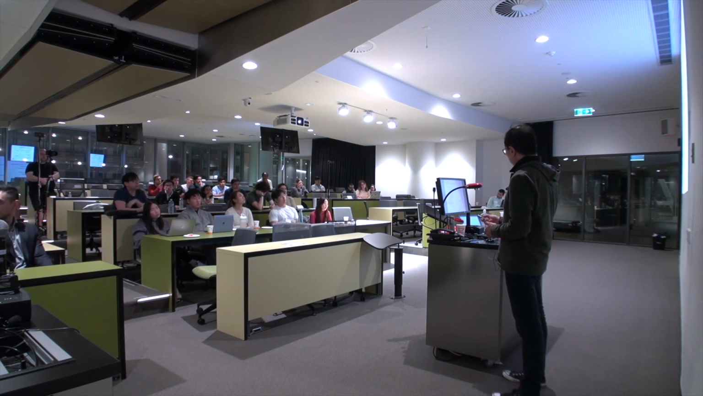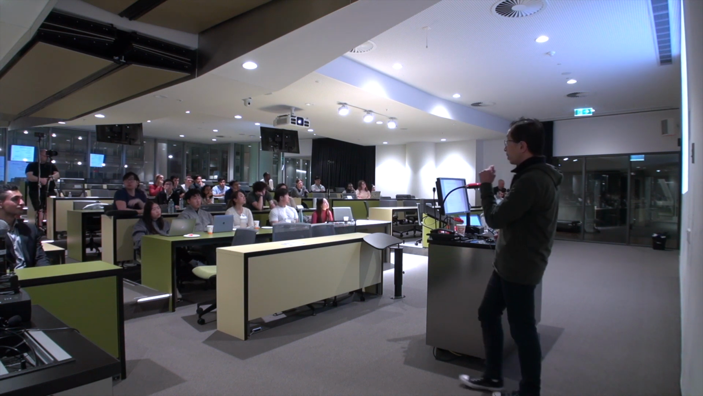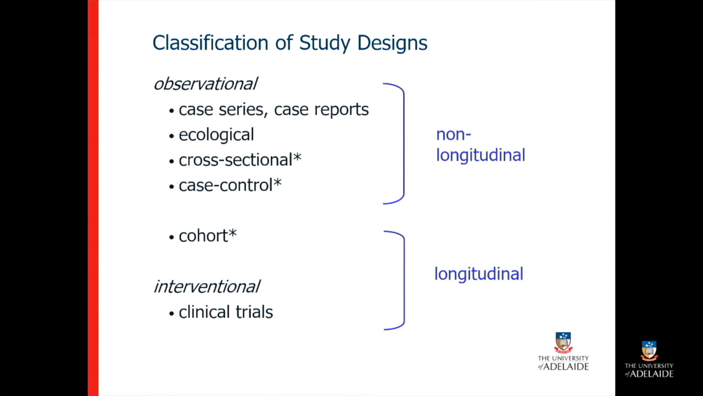The other way that we can look at classifying study designs is whether or not they're longitudinal. Longitudinal studies follow subjects over time, whereas non-longitudinal studies do not. Why is it important that we make that distinction between studies that are longitudinal and those that are not?